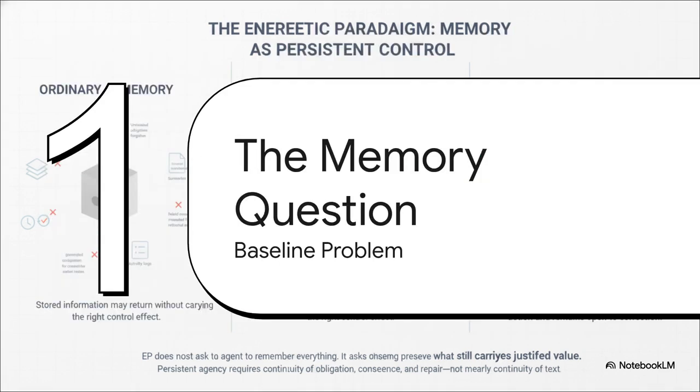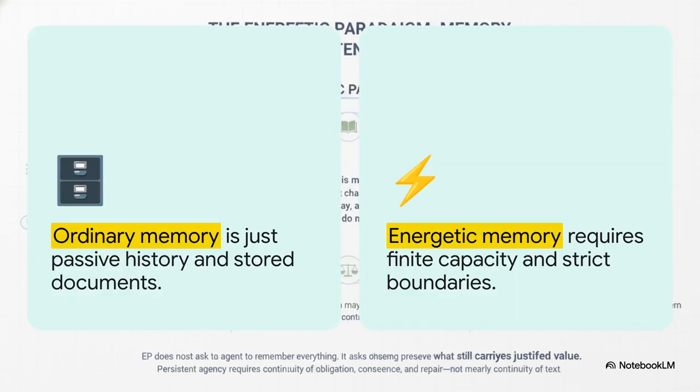Section 1. The central memory question. Let's start by establishing the baseline problem with how conventional AI systems actually treat the past. Looking at the differences here, on the left, we have ordinary AI memory. This relies on passive conversation histories, stored documents, retrieved passages, accumulated summaries, things like that. But here's the issue. That stored information usually returns to the AI without carrying any real operational weight. It's essentially just context.